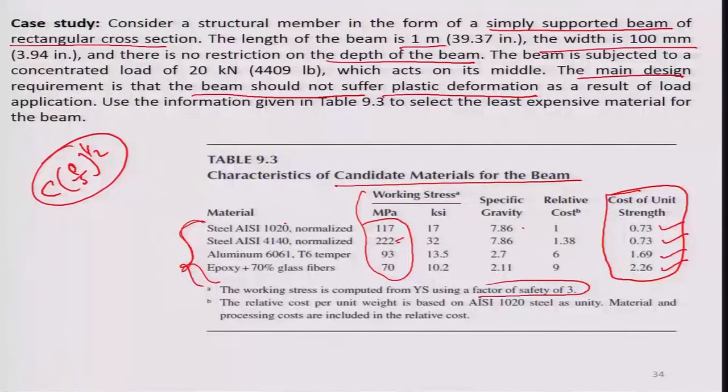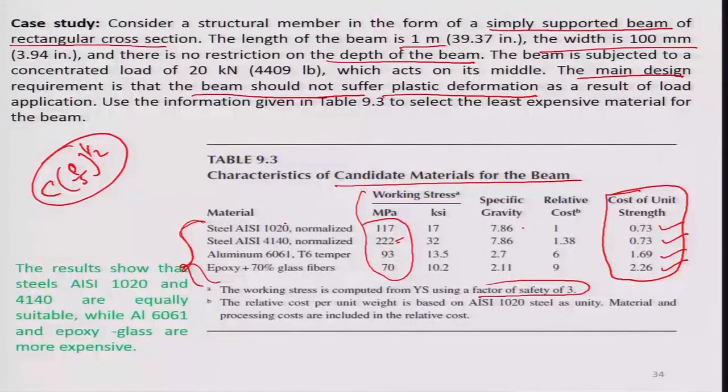So, what material will we select again? The result shows that AISI 1020 and 4140 are equally suitable, while aluminum and epoxy both are more expensive. Okay, now we have again eliminated two materials. So now we have reduced our group of materials to only two, so we can select either of the two materials.